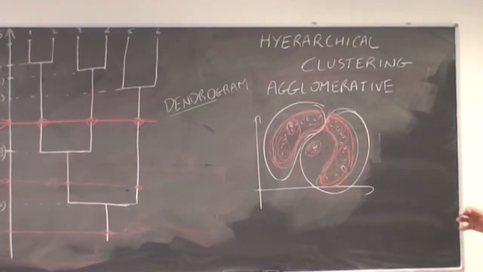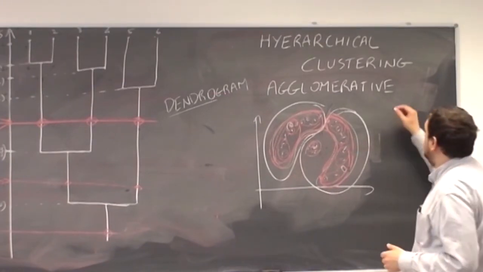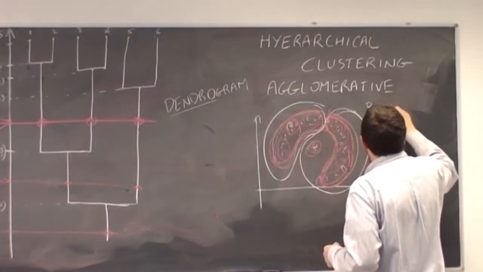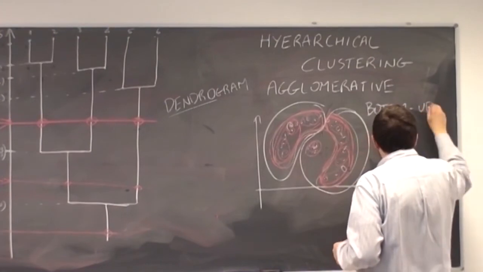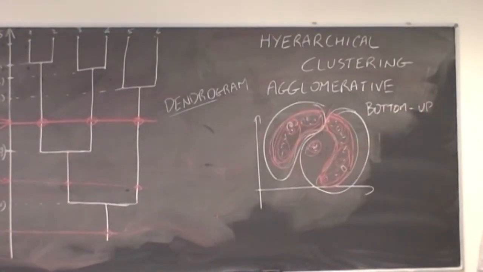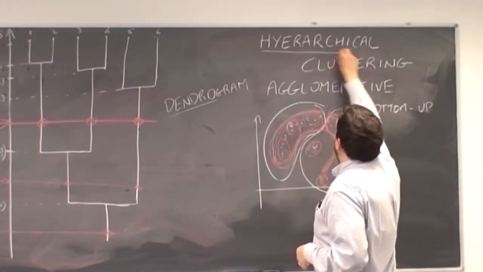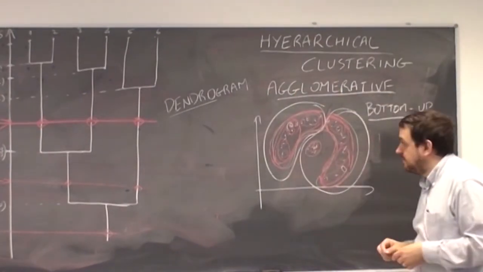Agglomerating, because we are actually merging objects together, or also bottom-up clustering. We start from the bottom, from the single elements, and then we build upon them a structure of subsets, a hierarchy of subsets. Okay, so hierarchical, agglomerative, or bottom-up.